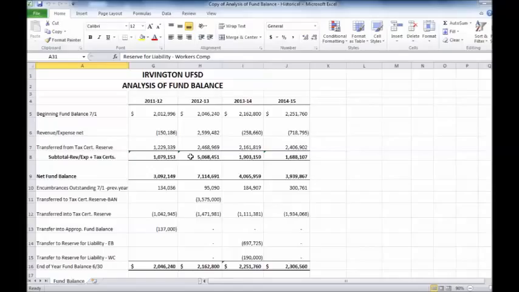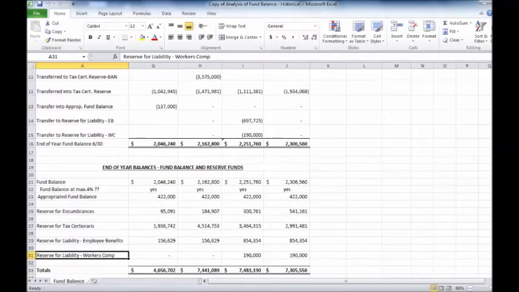Again, the state of New York states that you cannot put any money in or take it out of a tax cert reserve directly. You must go through general fund. So that is detailed below right here, where the $3,575,000 borrowing was transferred back out of fund balance into the tax cert reserve along with 1.4 million. At the end of the year, you'll see that our fund balance was actually the 2.1, which is the 4%. Again, we didn't change the appropriated fund balance, 422,000.